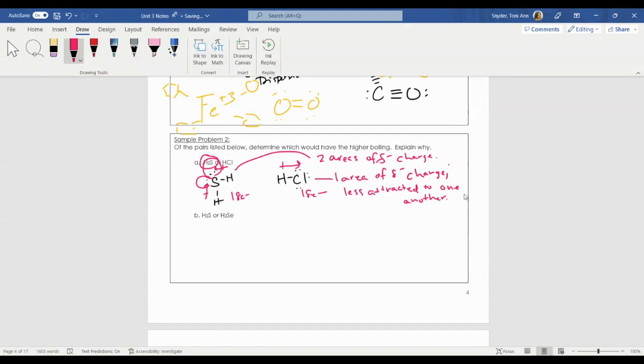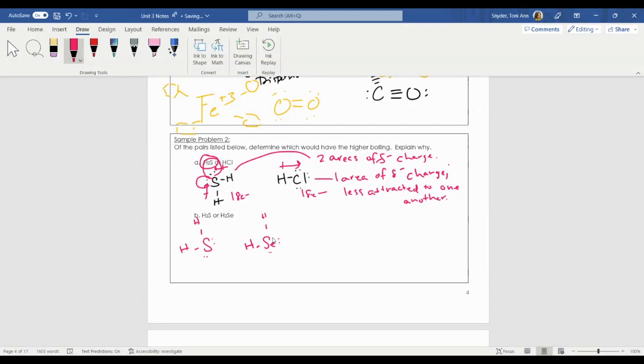How about we look at this next one? Well, I have hydrogen sulfide, so let's draw this out. Another bent. And selenium is actually in the same group as sulfur, so it's right below it. Selenium looks like this. In this case, both of these have the same exact shape. They have the same number of lone pairs. Both of these are relatively electronegative. The pull is going to be about the same. So which one of these would have the higher boiling point?